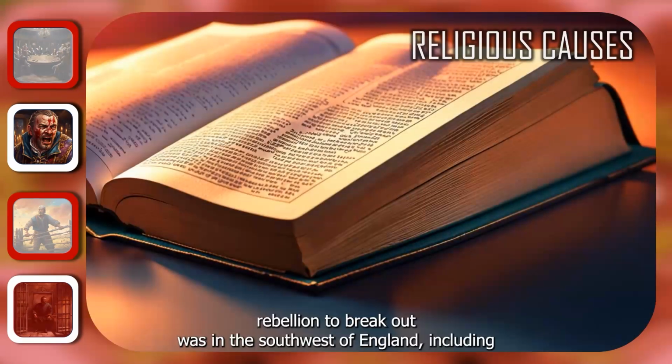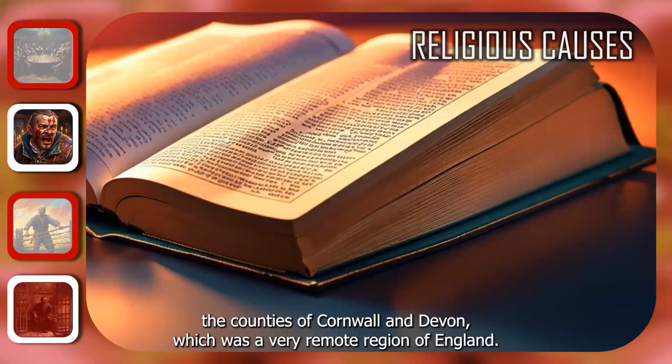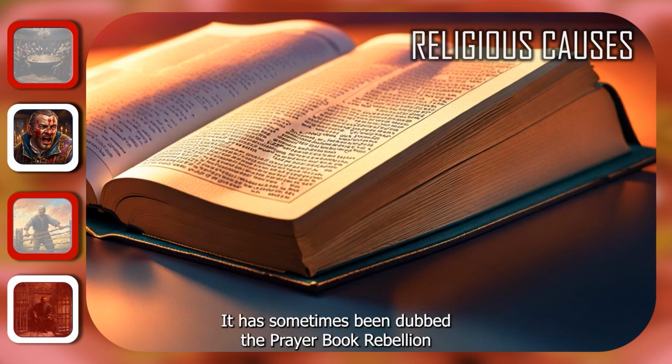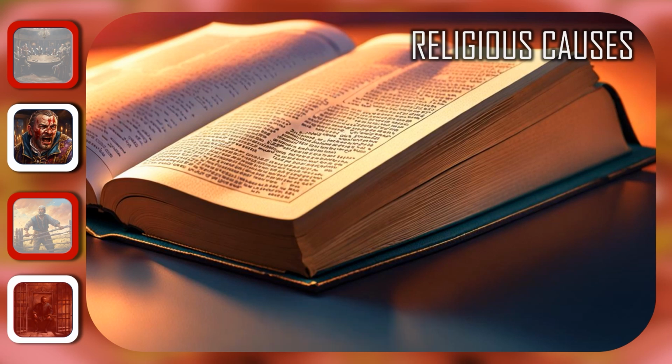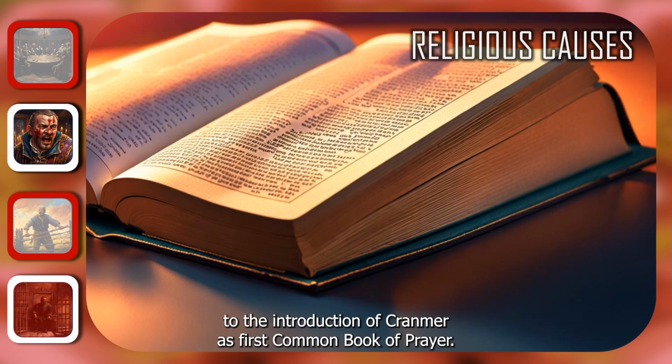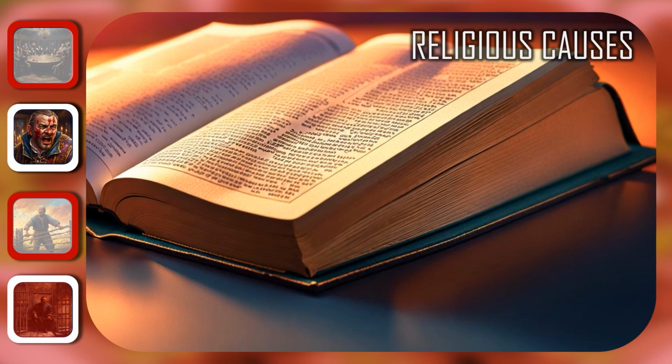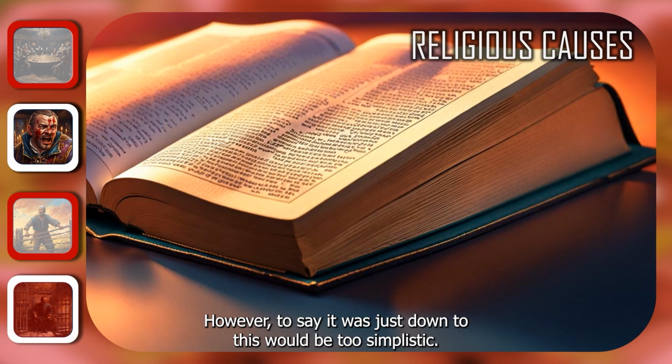The first rebellion to break out was in the southwest of England, including the counties of Cornwall and Devon, which was a very remote region of England. It has sometimes been dubbed the Prayer Book Rebellion, since one of the primary causes of the rebellion was objection to the introduction of Cranmer's first Book of Common Prayer. However, to say it was just down to this would be too simplistic.